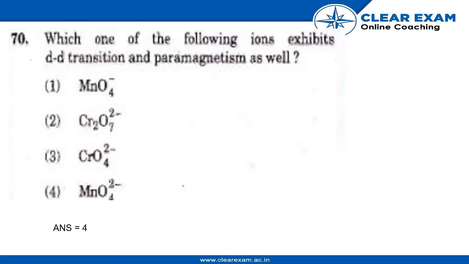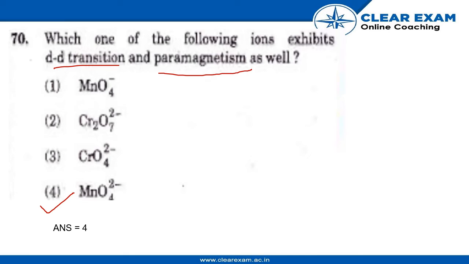So hello everyone, today in this video we'll be covering question number 70. The question is, which one of the following exhibits d-d transition and paramagnetism as well? So MnO4 2- would be the correct answer, because MnO4 2- exhibits d-d transition and is paramagnetic as well, because it has an unpaired electron.